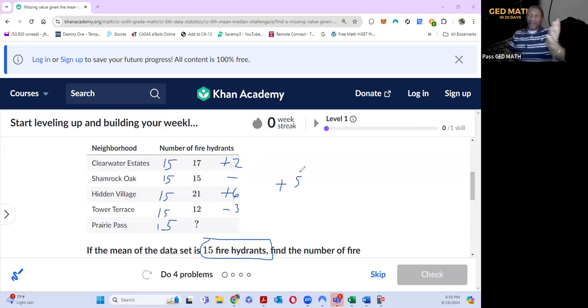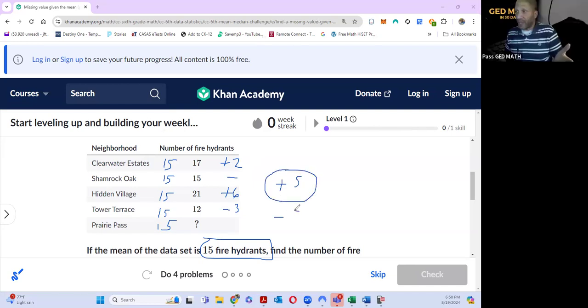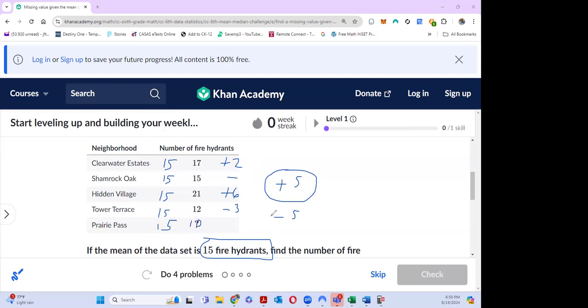For me to break even, I need the opposite of this. The opposite of plus 5 is minus 5. So 15 minus 5 is 10. Now, that's one way you could do it.